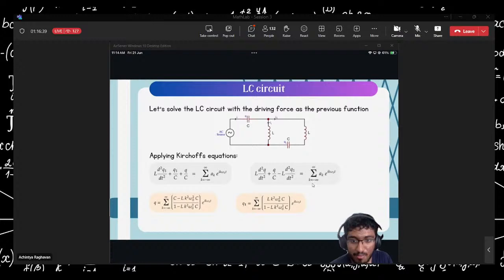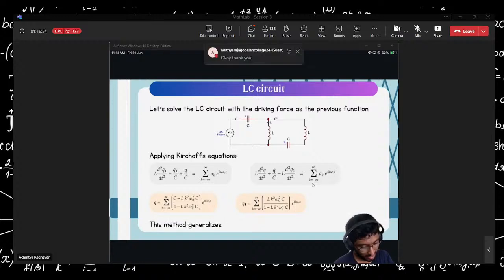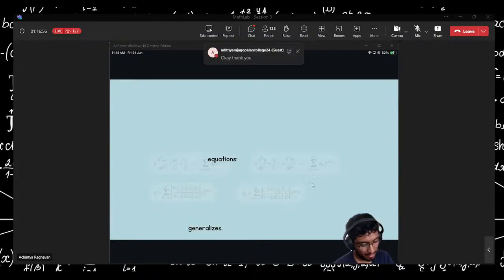Okay, so it's at some time t. It's not at the initial time. It's Q1, the charge at different locations, on capacitors 1 and 3. Yeah, so that's the basis.